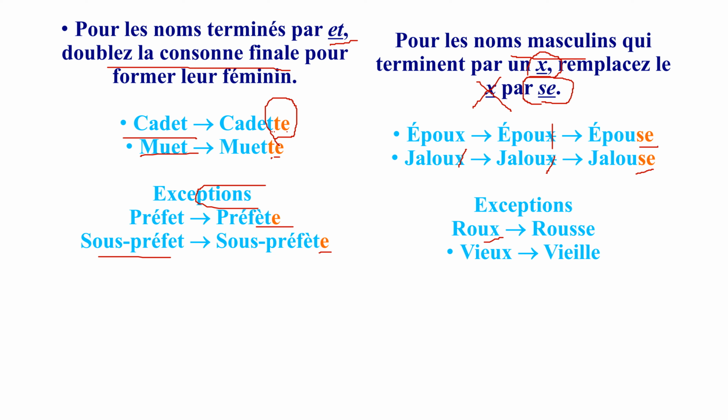Exceptions, of course. Roux becomes rousse. You double the consonant and you add an E. Drop the X, add S and E. Vieux becomes vieille. This is a bit of an exception, but it is part of the exceptions here. Vieux becomes vieille. Okay? Now, what is a roux and what is a vieux? I think it's time to start looking them up now, just to add to your vocabulary.